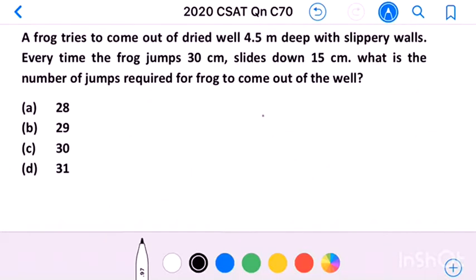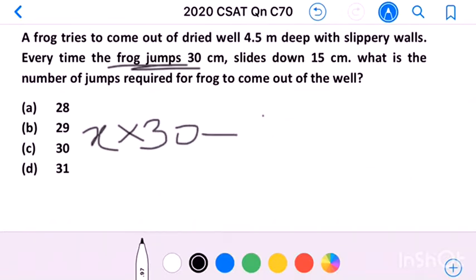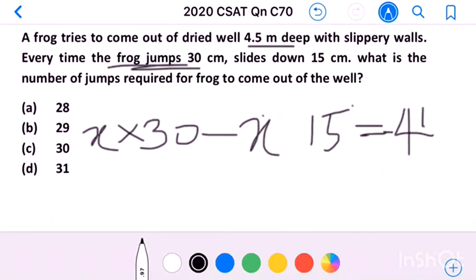let us take the number of jumps required for the frog to come out of the well equal to x. Then each time it jumps 30 centimeter and slides down 15 centimeter. If it jumps x times, then it slides down x into 15. This is equal to 4.5 meter. 4.5 meter we can write as 450 centimeter.